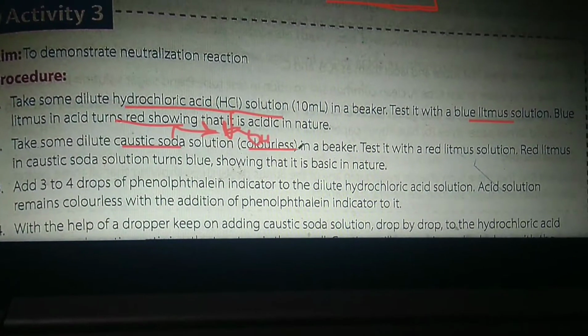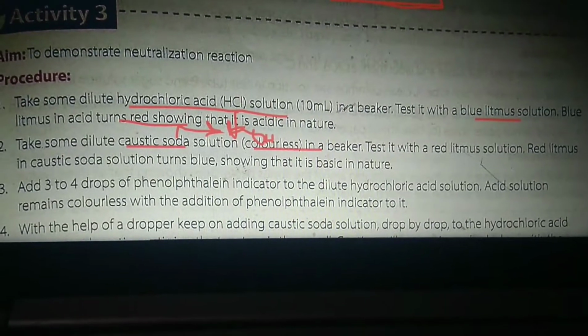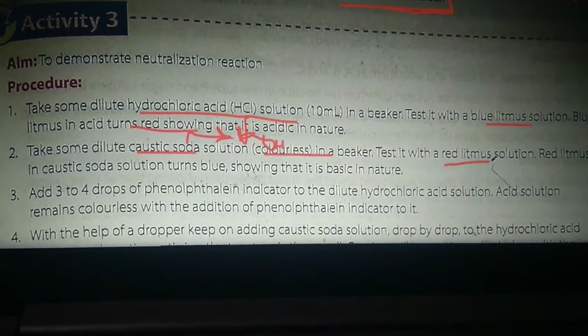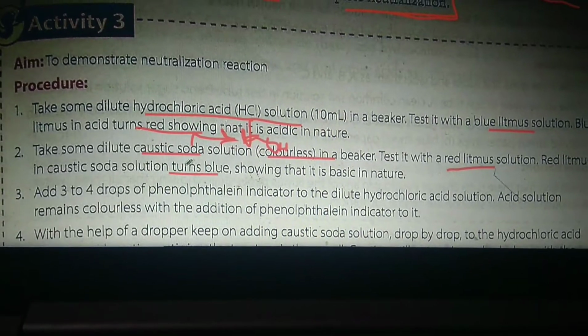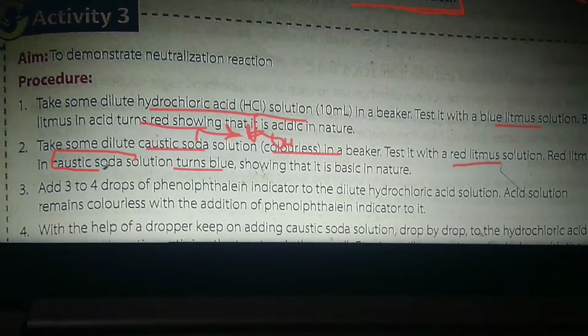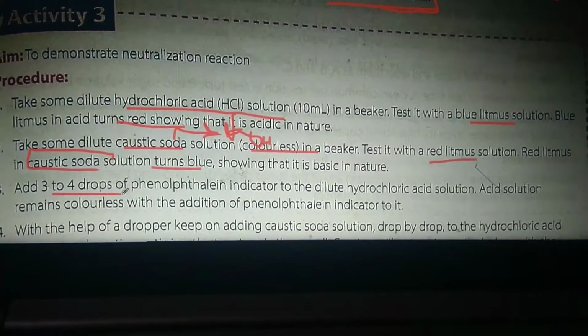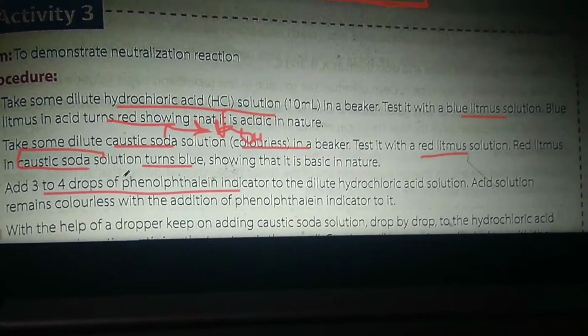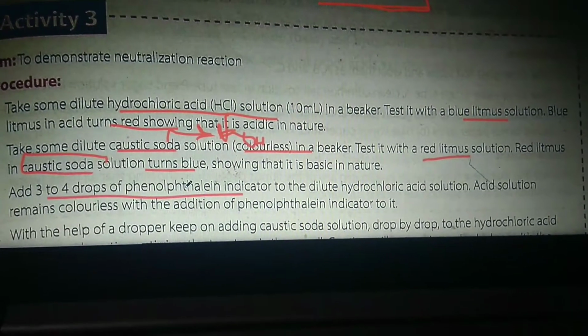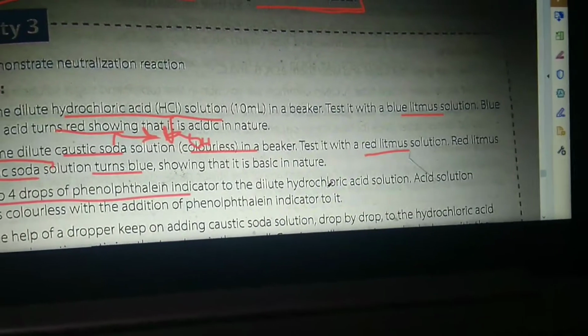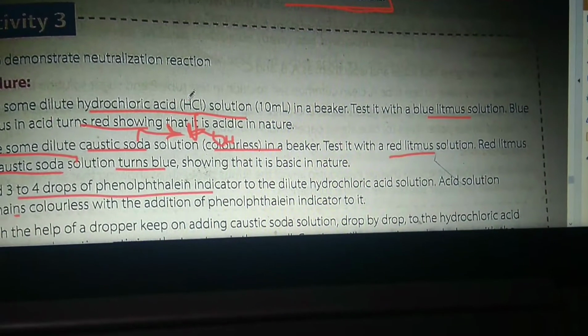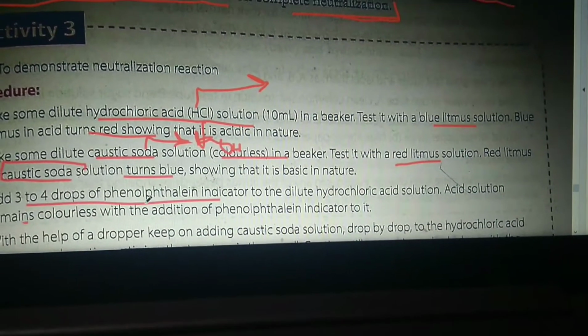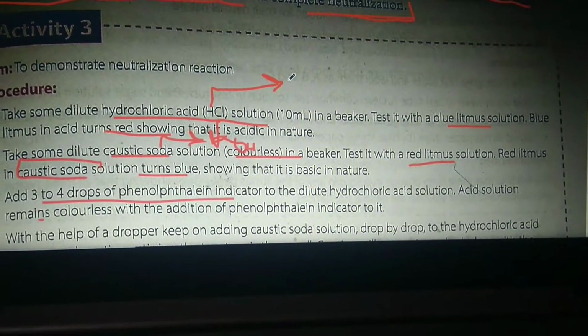This is a colorless substance. When we test it with red litmus solution, it turns blue due to the presence of caustic soda, which is basic in nature. Now add 3 to 4 drops of phenolphthalein indicator. This is an indicator, as we have already learned. In dilute hydrochloric acid, which is colorless, when we add phenolphthalein, it also remains colorless.